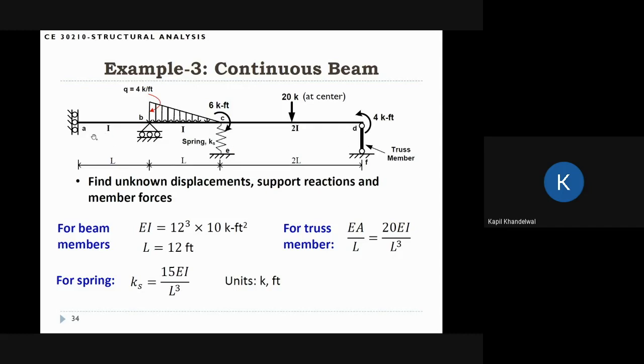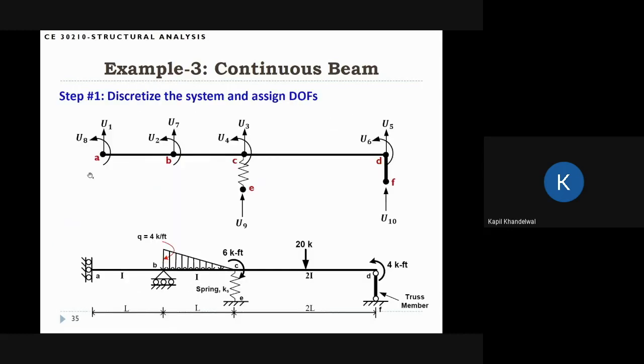But if we want to use the minimum number of elements, we can actually discretize into 3 pieces. So one piece will be from A to B, the second will be from B to C, and the third will be from C to D, okay? So we're going to discretize using this way. So this is the discretization of the system. So one beam element is AB, the other is BC, the next is CD, and of course, then this is one spring element, and the spring element is EC, and this is a truss element that is FD, okay?